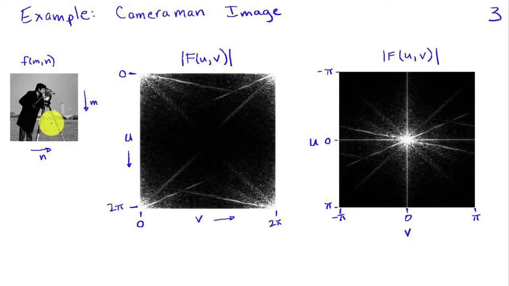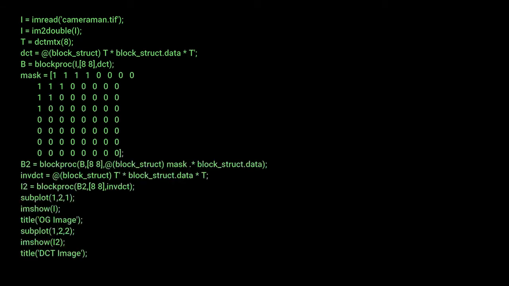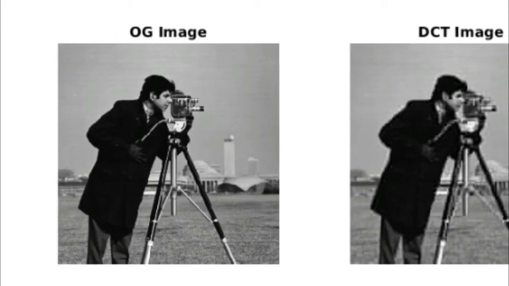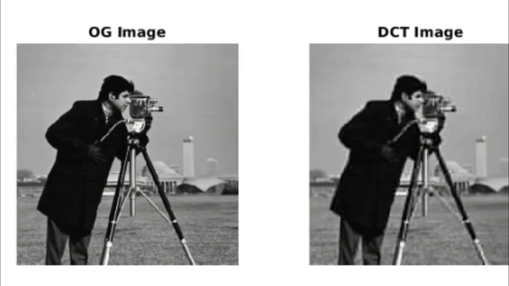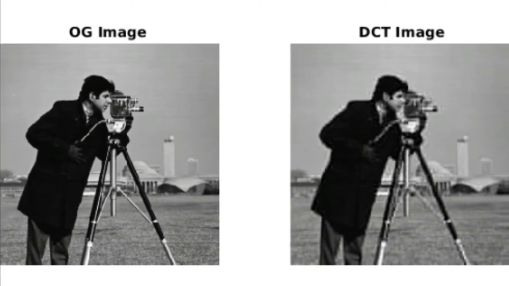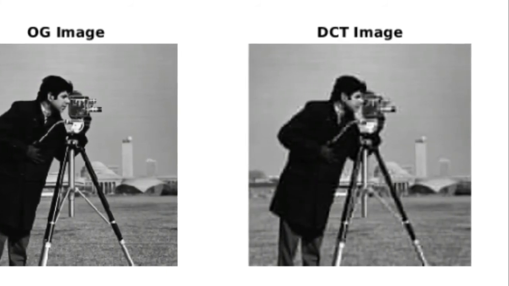As this is the well-known cameraman image, we will apply the DCT algorithm on this image. After writing a bit of code, we get a DCT output image. We can see a clear picture, but some minor details are lost. So the output image is identical to the original image, but a low resolution version of it.